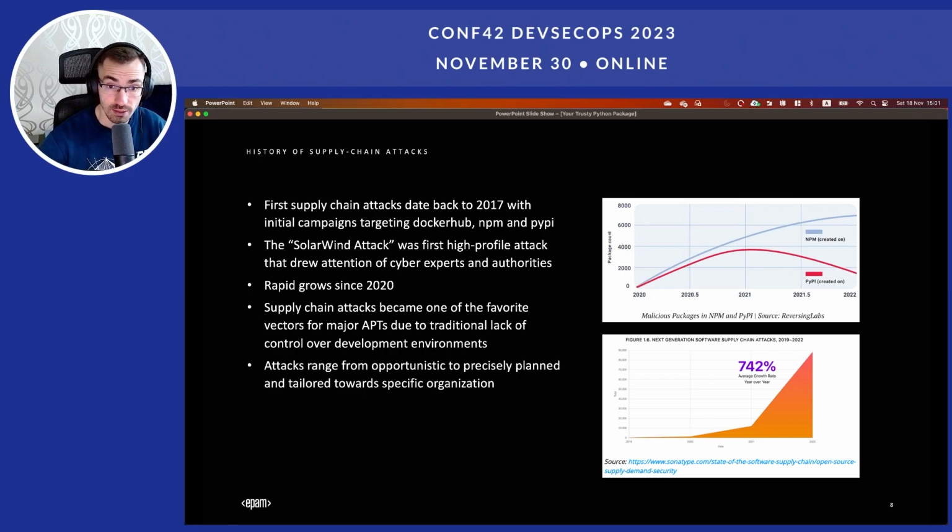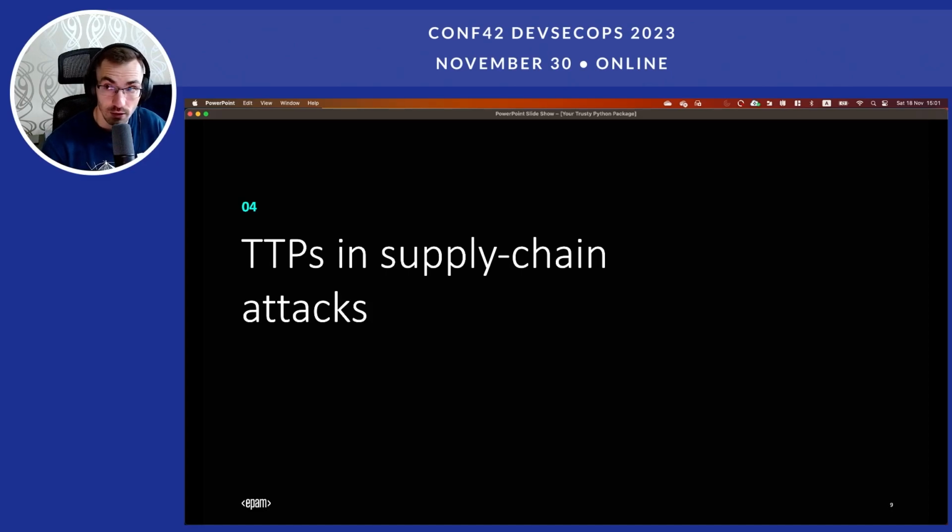And attacks range from opportunistic, where just a bunch of packages are published out there and attackers just sit and wait for the low-hanging fruit, or people who are not cautious enough or aware enough of this type of danger, or attacks can be tailored towards a specific organization, and that normally indicates there's been a lot of reconnaissance done in advance. So attackers really investigated what type of technologies a particular organization is using so they can target specific projects and dependencies. So let's get started with the main part: tactics, techniques, and procedures in supply chain attacks.